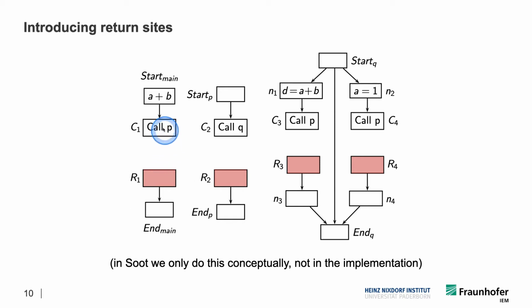But basically the idea is that here you call into some procedure P, and then when you return, you don't get back to this node, you rather get back to this node, and similarly down here.